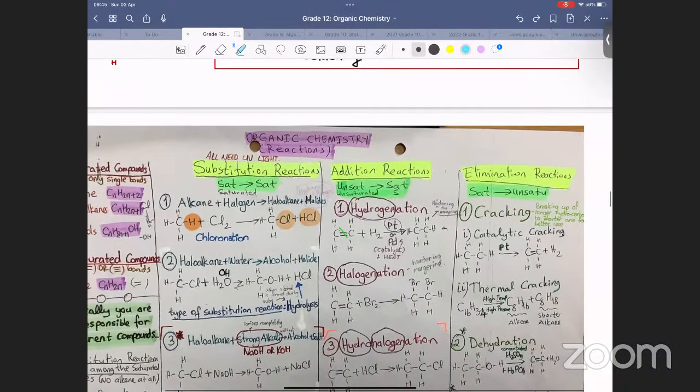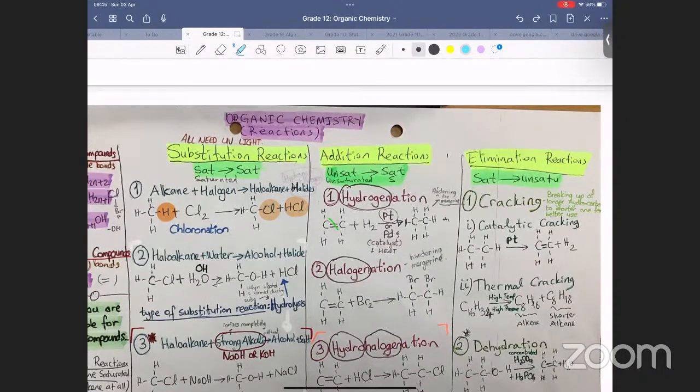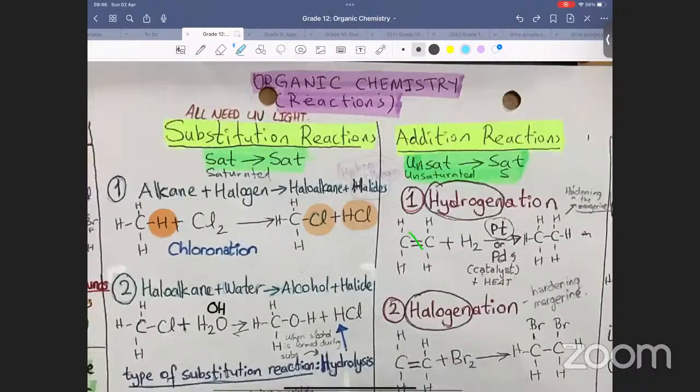We have three different types of organic chemistry reactions: substitution, addition, and elimination. A substitution reaction is when you go from a saturated compound to another saturated compound. Addition is when you go from unsaturated to saturated, and elimination is when you go from saturated to unsaturated. Let's have a look at our first few substitution reactions.